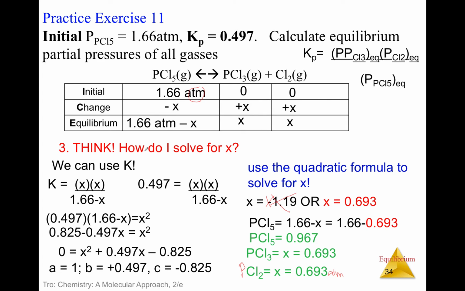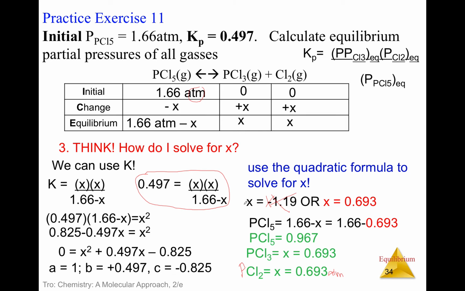Step 3, how do we solve for x? In this case, we are given K. K is products over reactants. We're using the values from E in our icebox. We're given the value of K. And again, what we have here is one equation, one unknown. We can solve this problem using the quadratic formula. We get two values for x. Remember, x is your partial pressure of the products at equilibrium, cannot be negative. 0.693 works because that will give you a positive value for PCl5 at equilibrium.